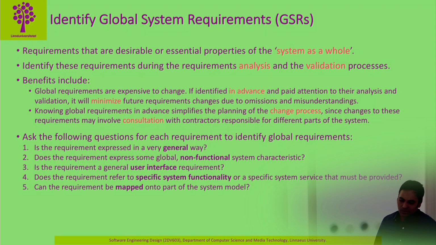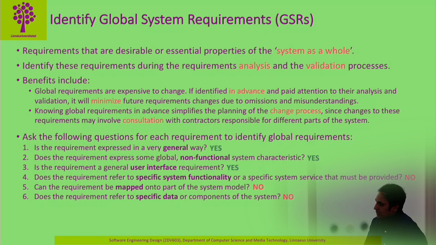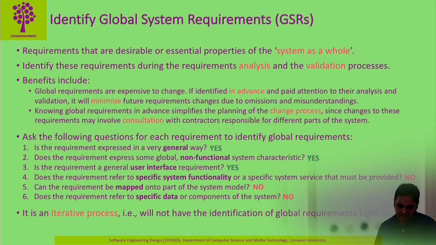Can the requirement be mapped onto part of the system model? Usually a system model implements a feature. And does the requirement refer to specific data or components of the system? Now, if you answer yes to questions 1 to 3, or no to questions 4 to 6, that means your requirements are global requirements, basically non-functional requirements. This process of identifying non-functional requirements applies to every requirement, and that's why it's an iterative process. You will never get your full list of non-functional requirements until you are done with your requirements validation and requirements document.